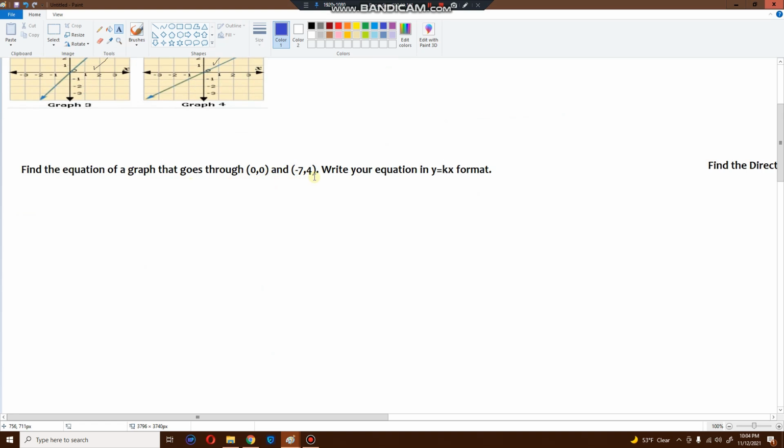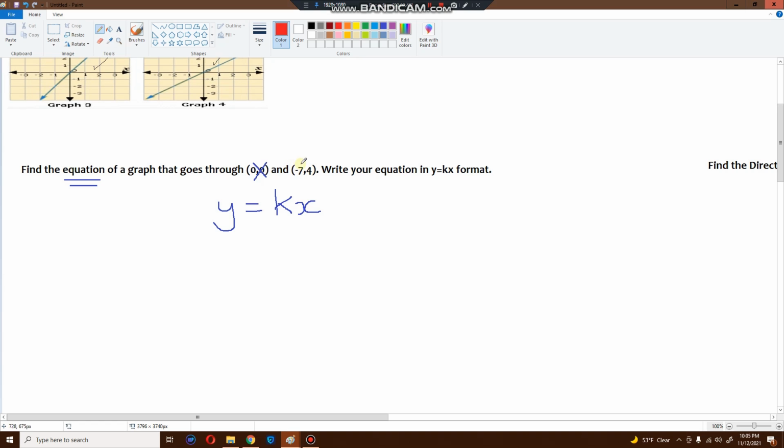0, 0, minus 7, 4. So I need to somehow find the equation of a graph that goes through the origin 0, 0 and also goes through point minus 7, 4. And here's my formula, the direct variation formula, y equals k times x. Now, 0, 0 doesn't help me out. I'm just going to ignore it because it's just going to make my equation 0.